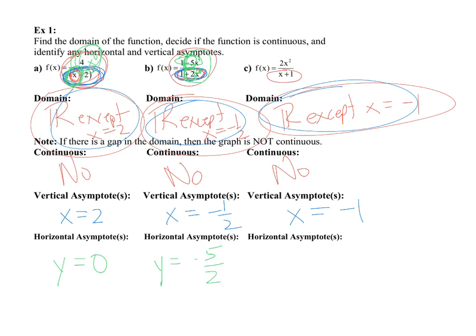For the next one, the degree of the numerator is greater than the degree of the denominator. If this is the case, then there is no horizontal asymptote. If you have any questions on this right now, please make sure to raise your hand and call me over so I can clarify things for you. Going on to the next example, let's get into the graphing now.